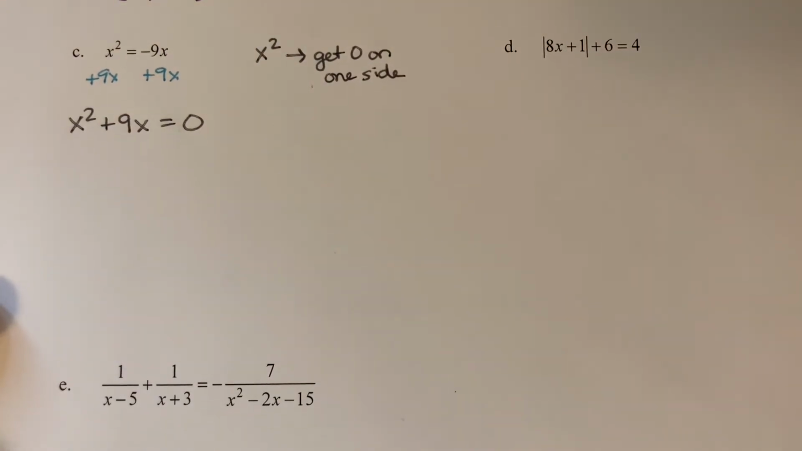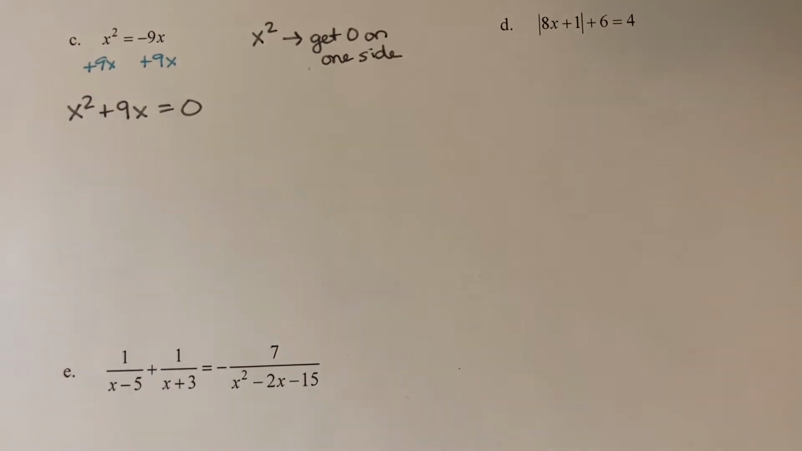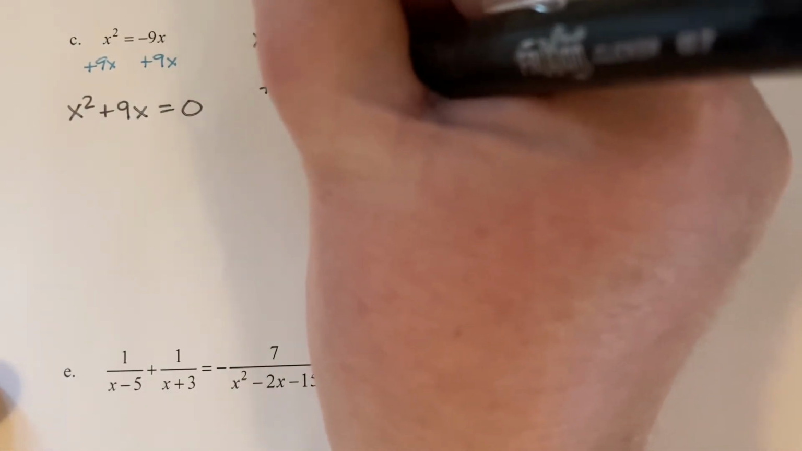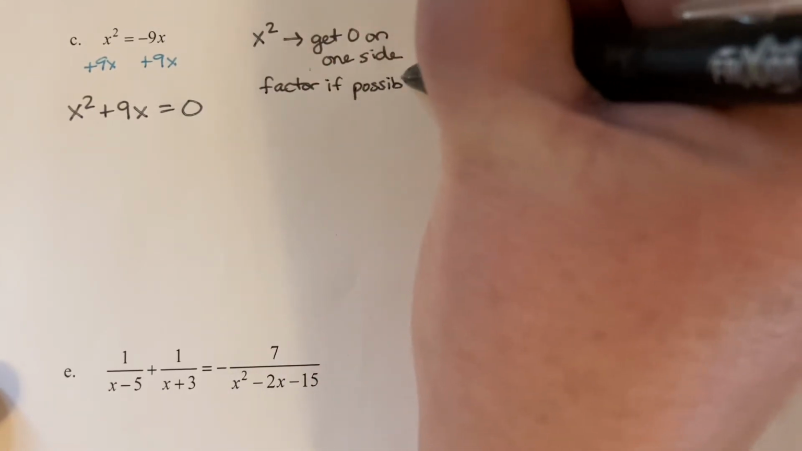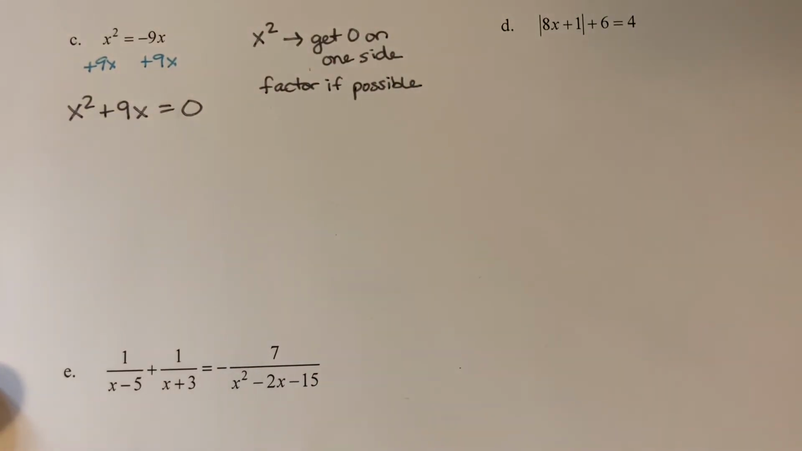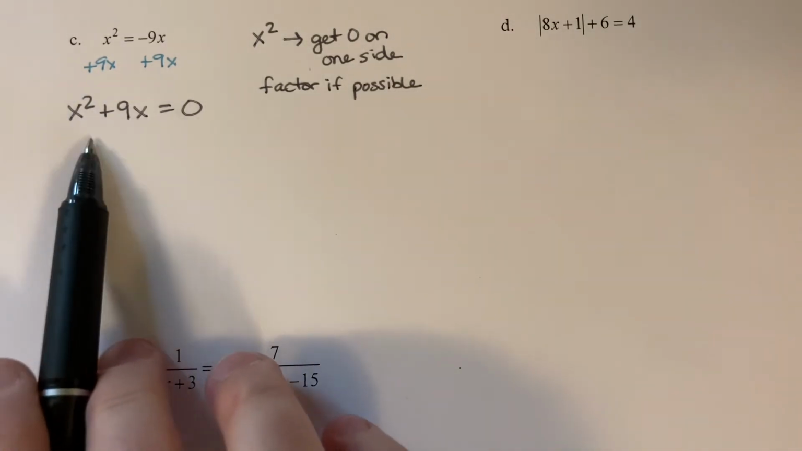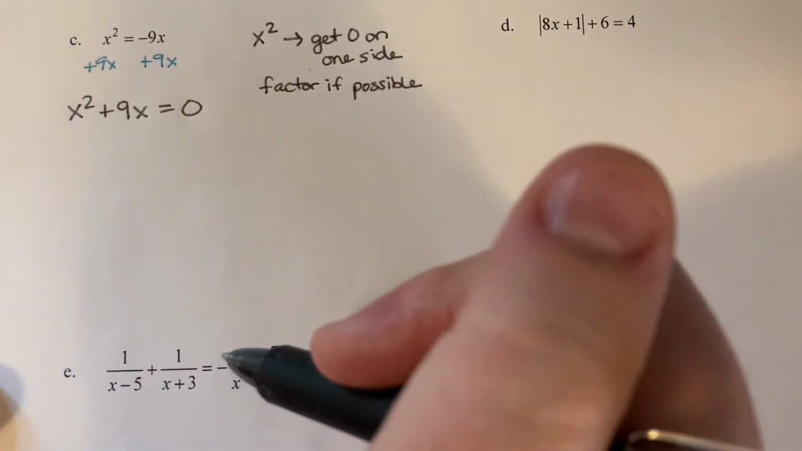We don't want to necessarily get the variable by itself. We want to get 0 on one side of the equation so that we can see if it factors. So that's the next step, is factor if possible. If not possible, well then it's complete the square or quadratic formula. Luckily, we can factor this one.